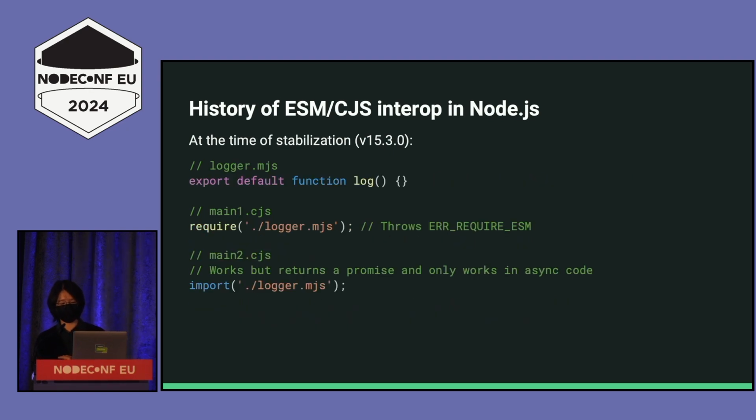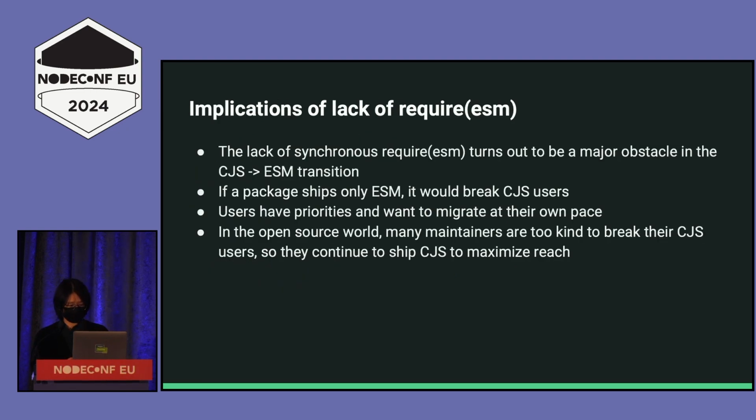On the other hand, in CommonJS, which was the vast majority of the Node code in the ecosystem at that point, there was only very limited support for loading ESM. You could not require ESM in CommonJS. Dynamic import works, but only in asynchronous paths. And the lack of synchronous require ESM turned out to be the major obstacle in the migration to ESM.